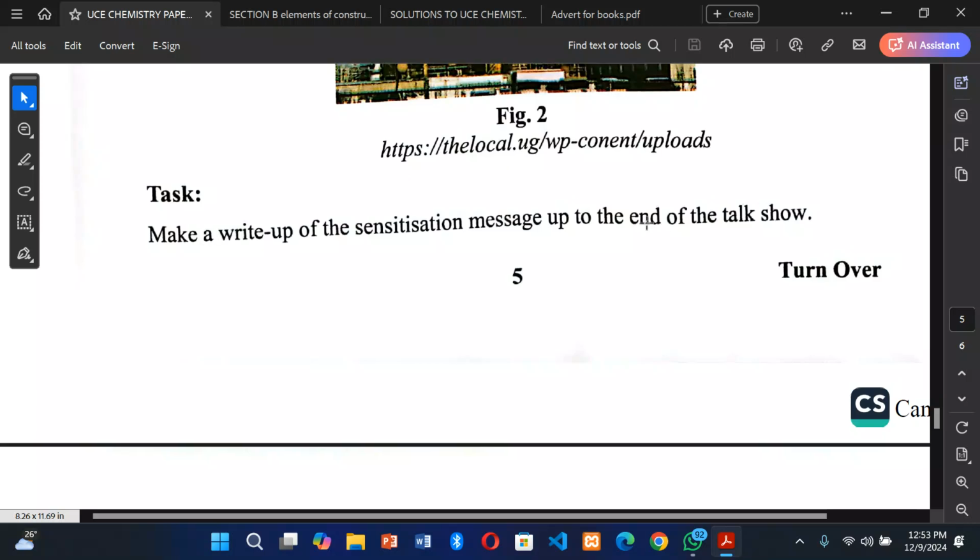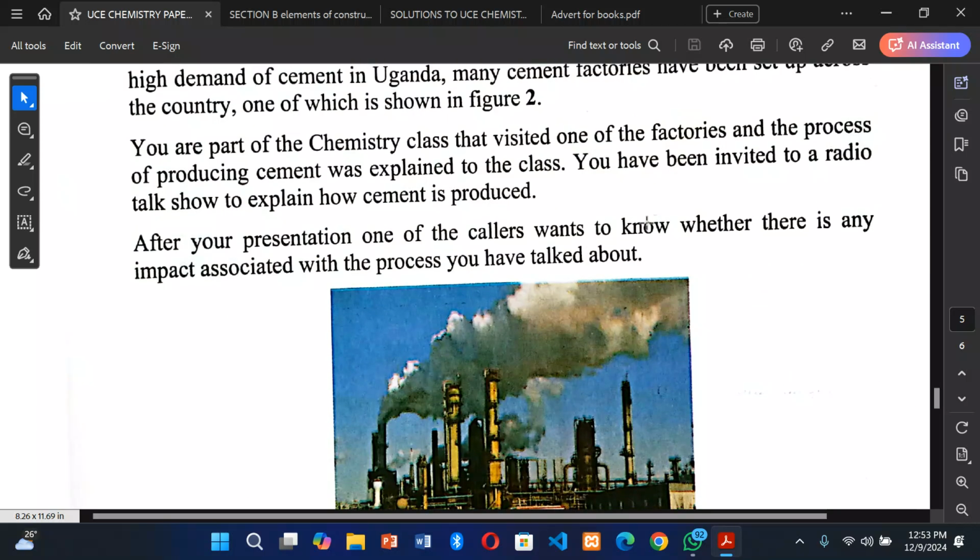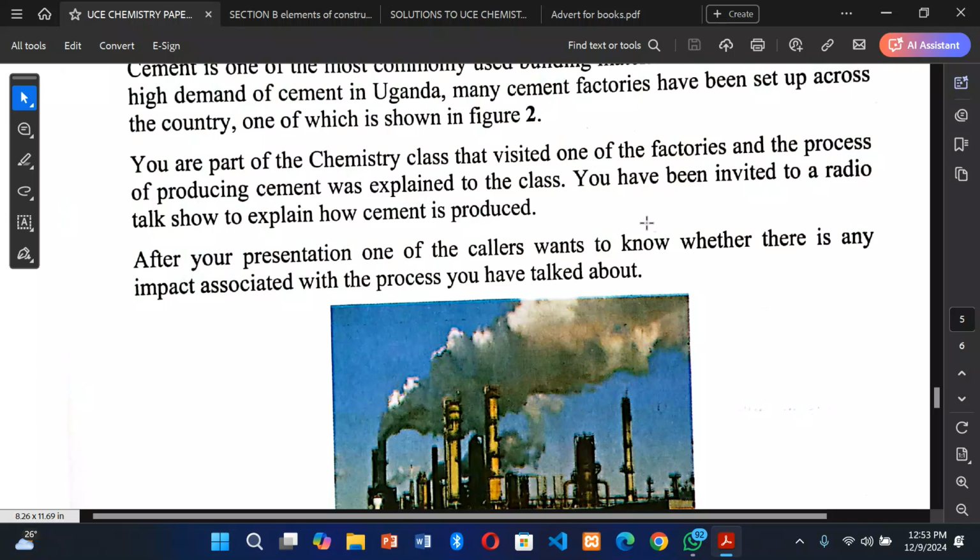So this is a good question. They want you to make a write-up on the production of cement. But also somewhere they have indicated that someone on the radio talk show wants to know whether there is an impact. So they are giving you a hint that in this process, you also need to talk about its impact. But here, as a 21st century learner, you also need to talk about mitigation.